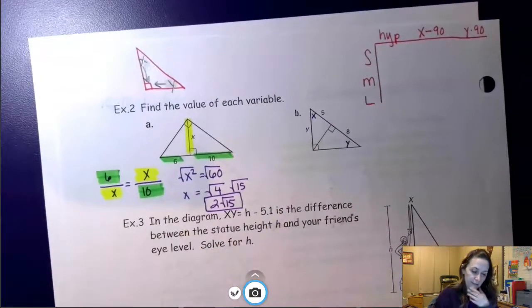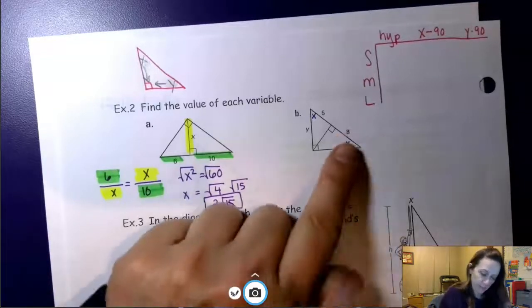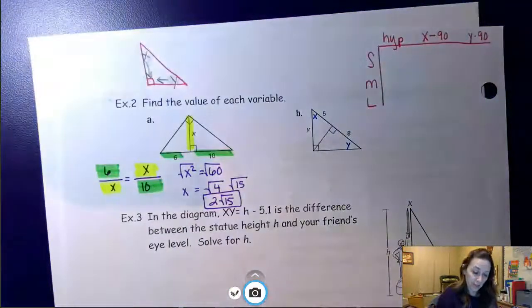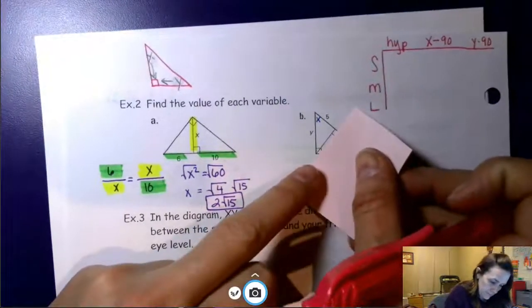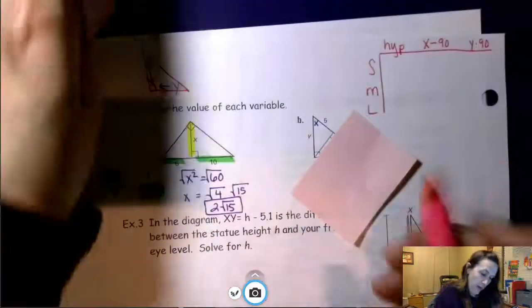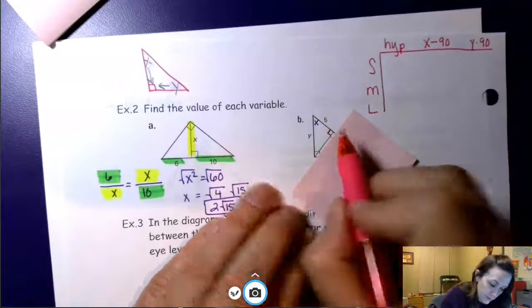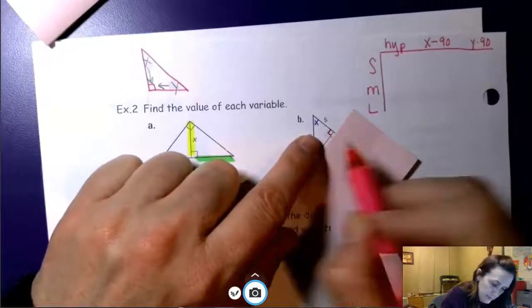Now, let's start with the small triangle here. If you're starting with the small triangle, you might want to cover up the other one so you don't have to look at it. This is the 90-degree angle in the small triangle. So from X to 90, there's a 5.